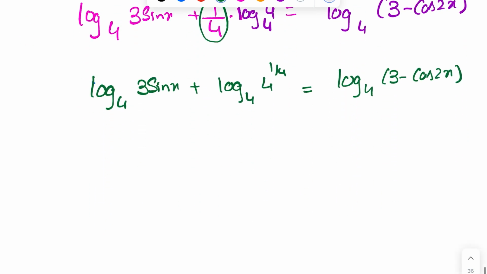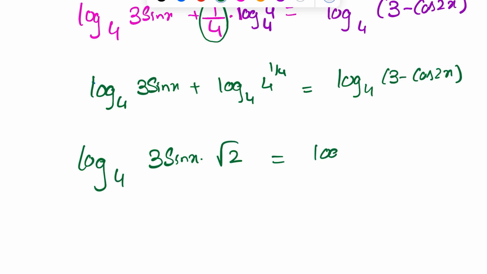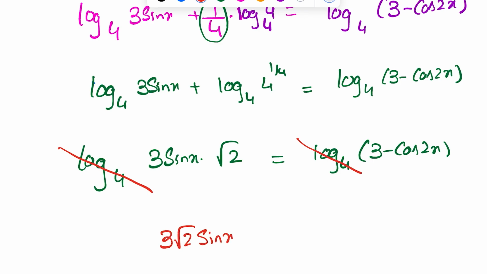So now addition becomes multiplication. So what does that become? Log base 4 of 3 sin x times 4 to the power 1 upon 4, which is square root of 2, equals log base 4 of 3 minus cos 2x. I can cancel log base 4. So it becomes 3 root 2 sin x equals 3 minus cos 2x.